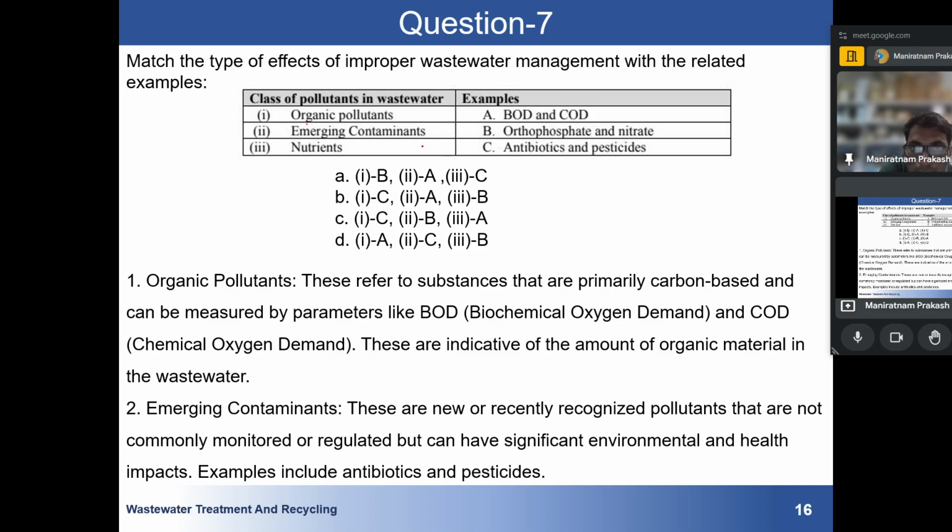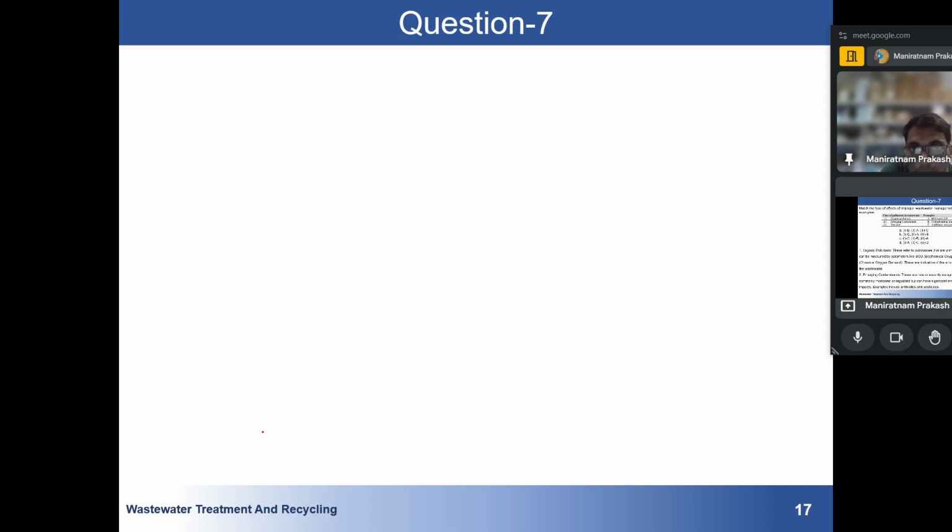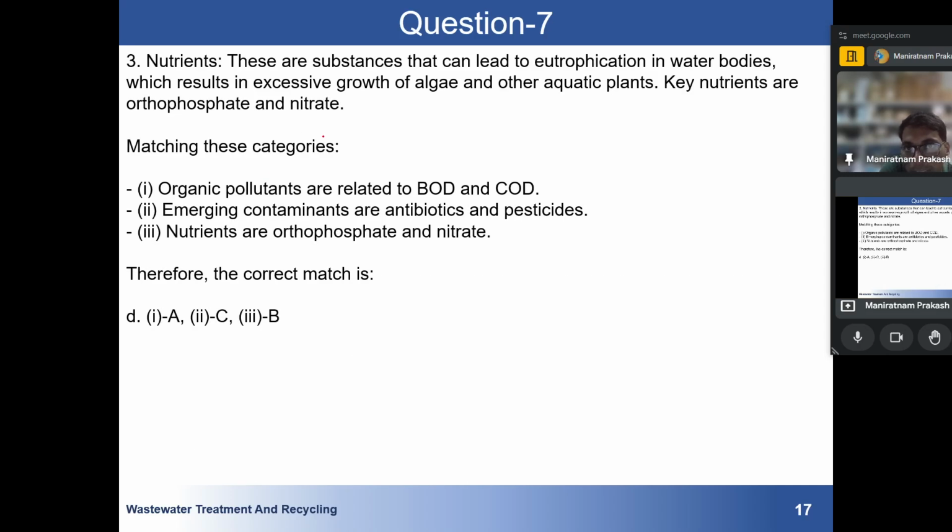Then we have the other option, nutrients. As already said, nutrients are phosphate and nitrogen, and phosphorus is a major constituent of nutrients. So orthophosphate and nitrates will go to the nitrates option. Organic pollutants refer to substances that are primarily carbon based and can be measured by parameters like BOD, biochemical oxygen demand, and COD, chemical oxygen demand. These are indicative of the amount of organic matter in the wastewater. Similarly, nutrients are substances that can lead to eutrophication in water bodies.